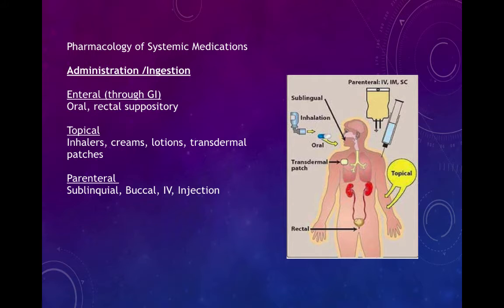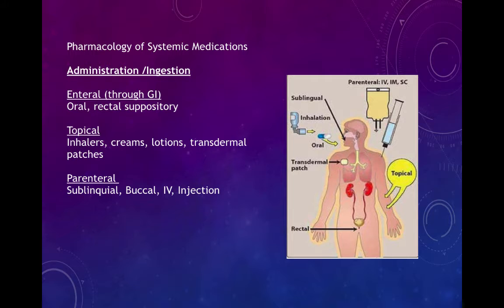The next route is the topical route. Topical can also have systemic effects. First we have inhalers, which work through the respiratory tract, and then we also have creams and lotions, or transdermal patches. For instance, a transdermal patch could be a contraceptive patch, which is producing systemic effects. Same thing with a nitro patch. We also use nitroglycerin patches affecting the cardiovascular system.